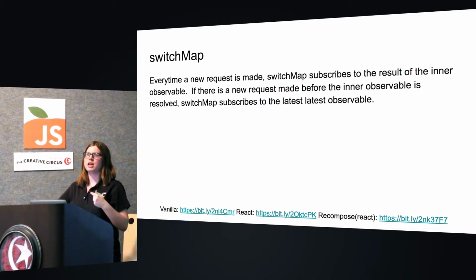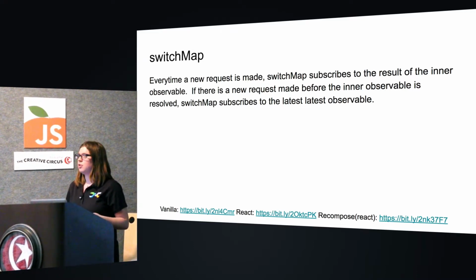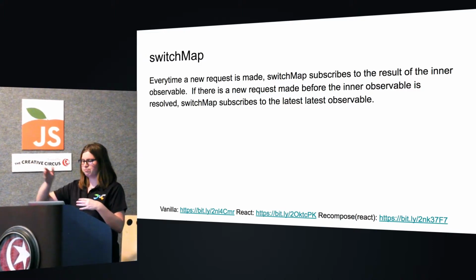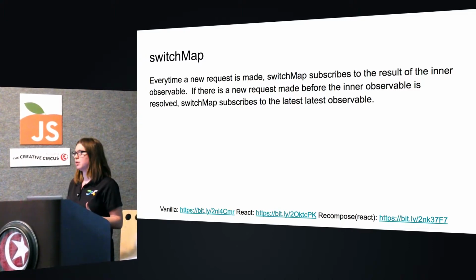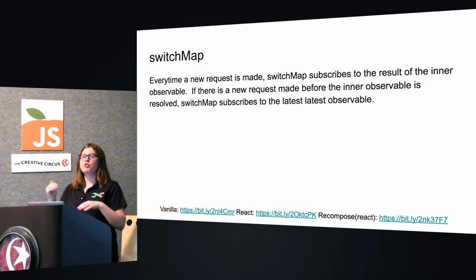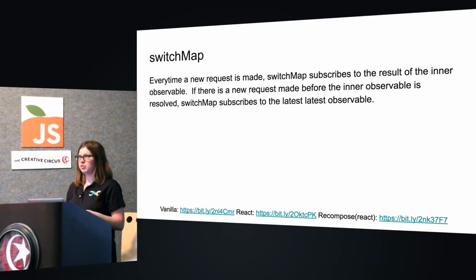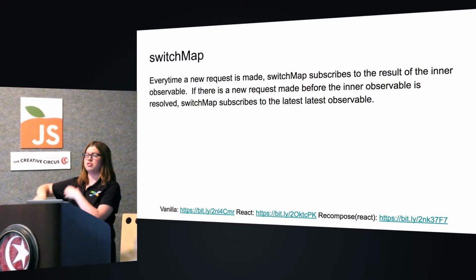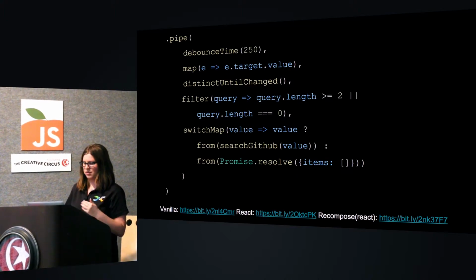It subscribes to the inner observable, and you can actually make observables from promises. So basically, you return an observable of the promise of the actual request that you're making, and subscribe to the result, which would be the resolved promise. But if a new query comes in before it resolves that particular promise, it abandons whatever the previous inner observable was and subscribes to the new one. So I do just want to pull up the code here to kind of explain that.